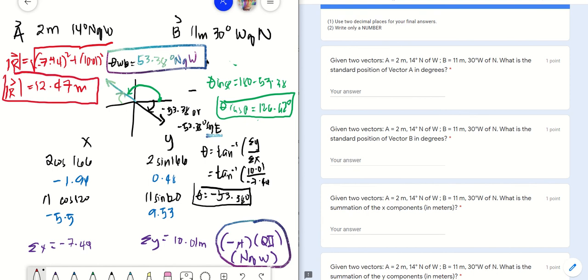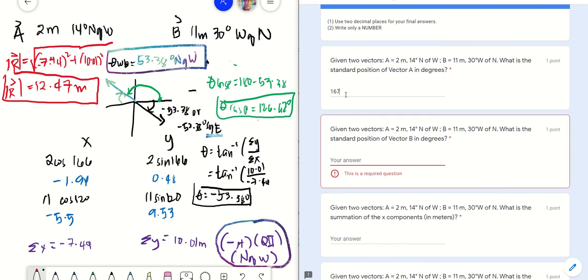Let's try to answer the questions. The first question says, given two vectors, what is the standard position of vector A? Our answer earlier was 166. Let me write it. So, correct. If we put 167, our answer is wrong. So, 166 is our answer. Given two vectors, what is the standard position of vector B? Vector B is 120.